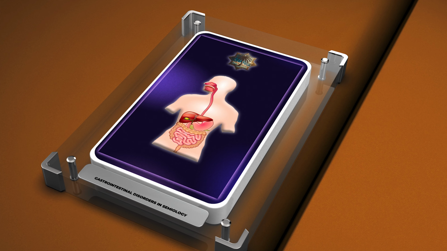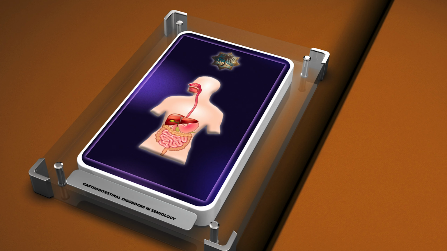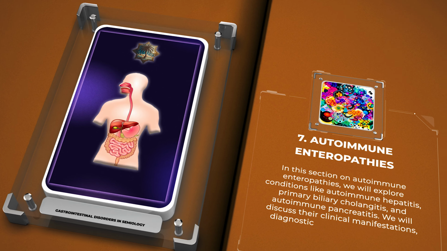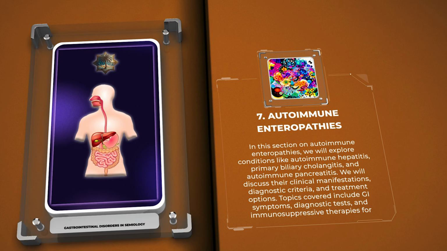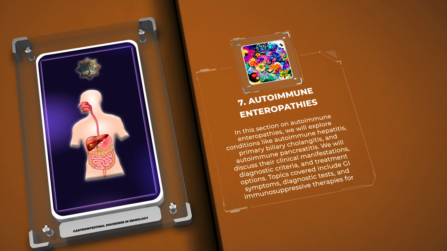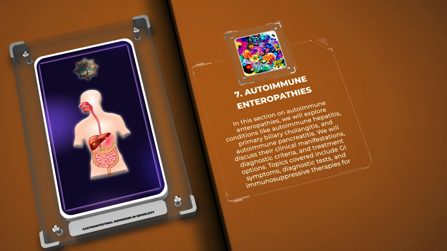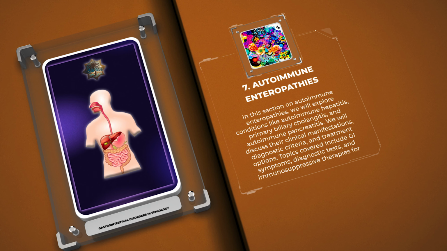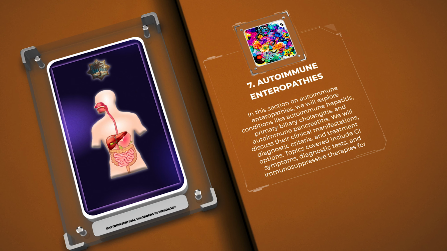In this section on autoimmune enteropathies, we will explore conditions like autoimmune hepatitis, primary biliary cholangitis, and autoimmune pancreatitis. We will discuss their clinical manifestations, diagnostic criteria, and treatment options. Topics covered include GI symptoms, diagnostic tests, and immunosuppressive therapies for optimal patient outcomes.